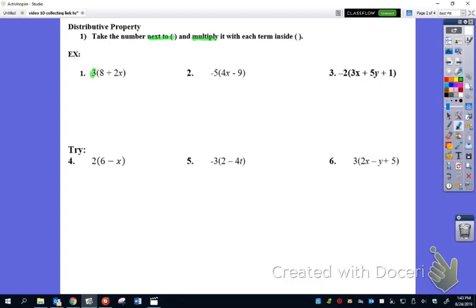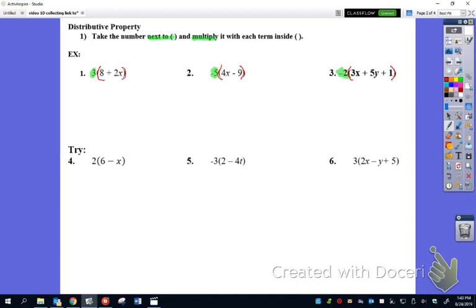I want you to highlight the number that's beside the parentheses. Okay? Whatever is beside the parentheses, you're going to multiply. So, I'm going to go over these parentheses. You can use your red pen for those to really kind of stand out. So you're going to multiply.